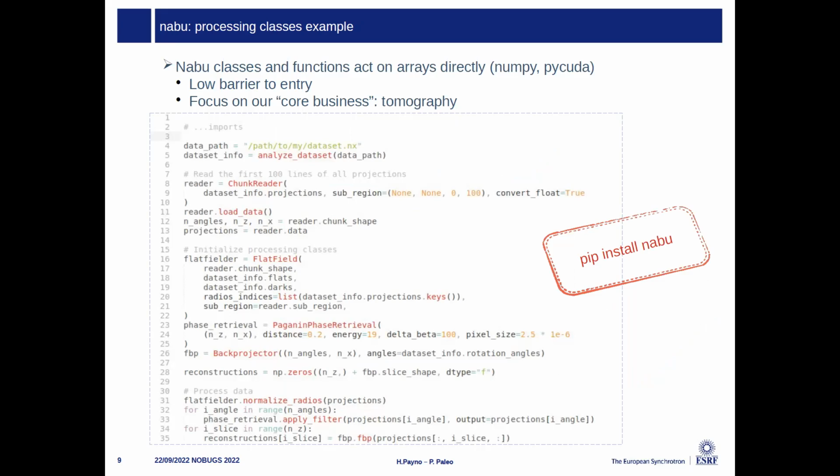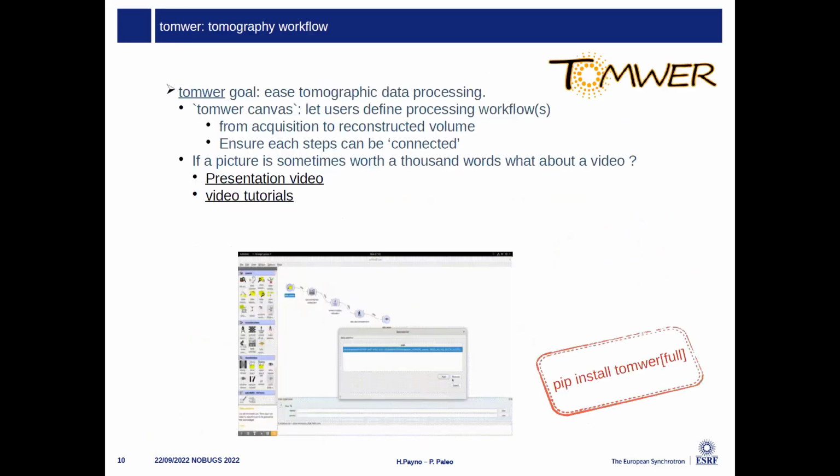Here, it's just a simple example of a script showing how you can access several of those blocks. So here you have basically, with imports, something like 40 lines, and then you can read data, do a flat field, Paganin, then the reconstruction, and get the reconstructed volume. It's just to give you an idea of the design and how you can access it. But the expert on this is more Pierre. I don't want to give some wrong information.